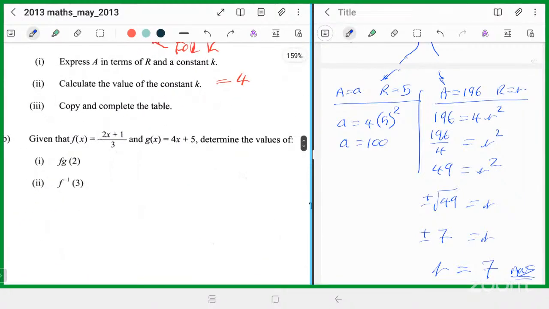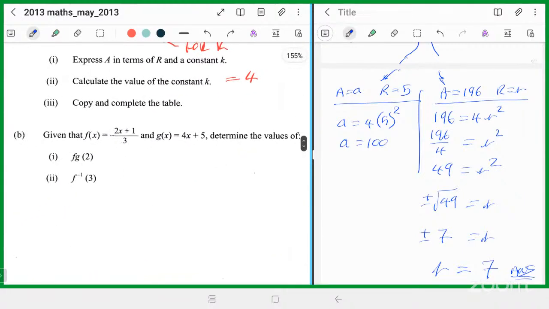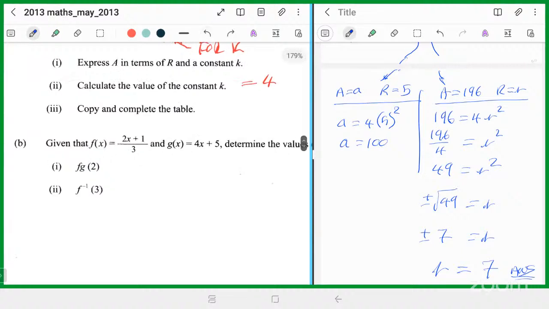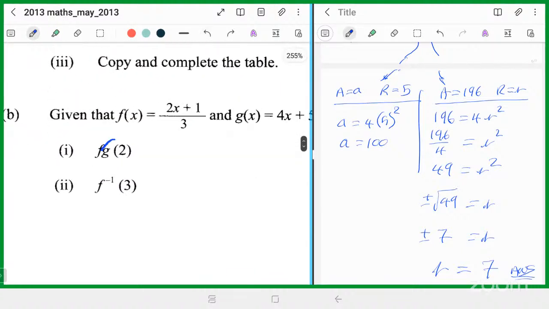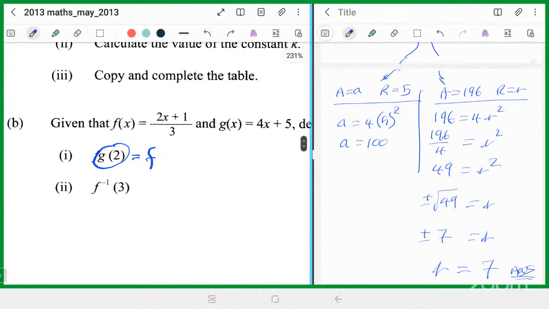Next, the functions question gives us f and g. Part 1 is f of g of 2. Now remember, f of g of 2 means we do g of 2 first. So we put the 2 inside there, and it is going to become f of g of 2, which is 4 times 2 plus 5.